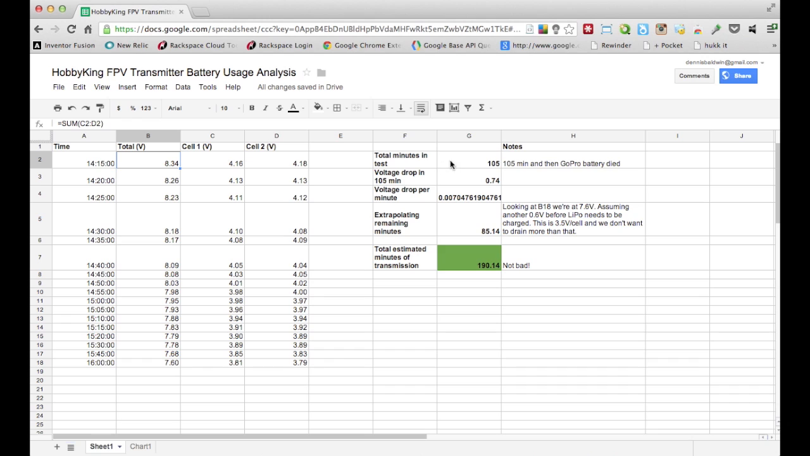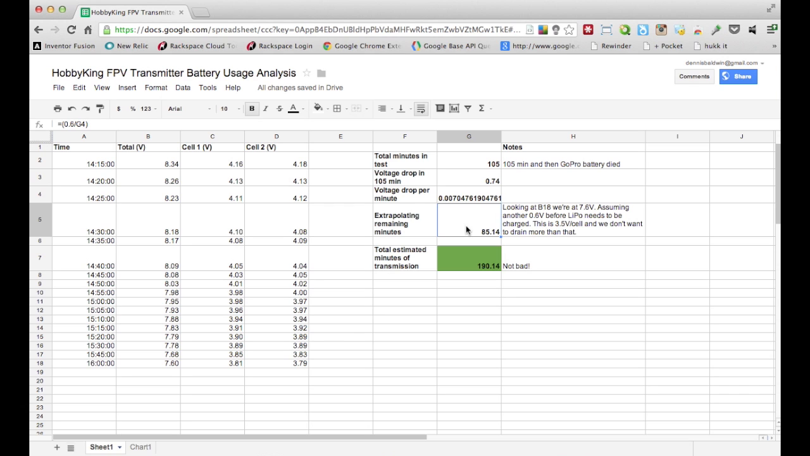Now, as I mentioned earlier, the GoPro battery died. An hour and 45 minutes comes out to 105 minutes. And over that period of time, you guys can check my math if you dig into the spreadsheet, a voltage drop of almost 0.75 volts. And this is where I basically came up with a voltage drop per minute, because I wanted to extrapolate out how many minutes we had left. To extrapolate out, here's what I did.